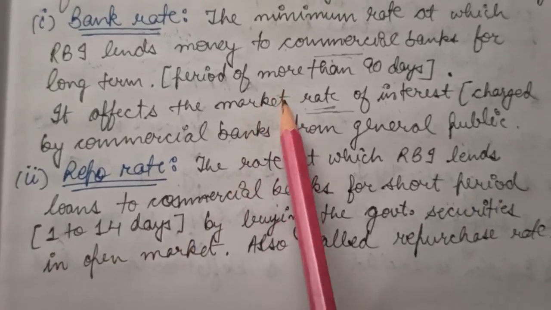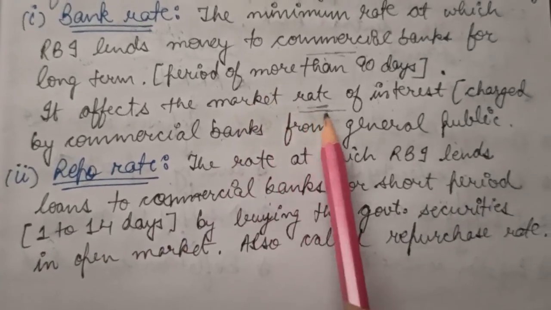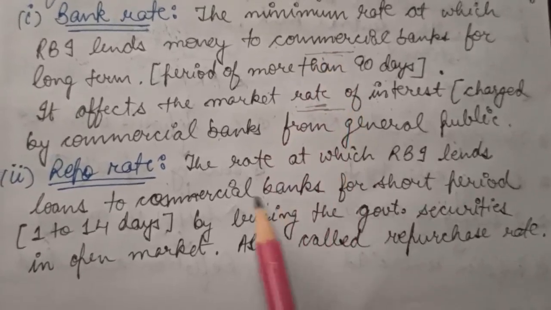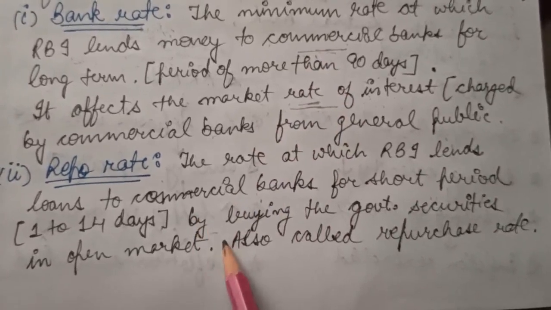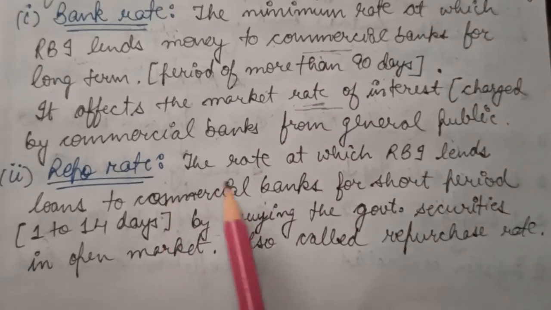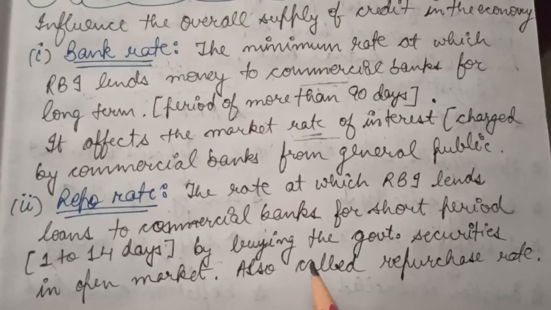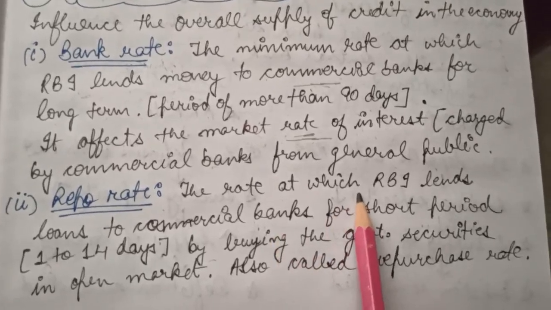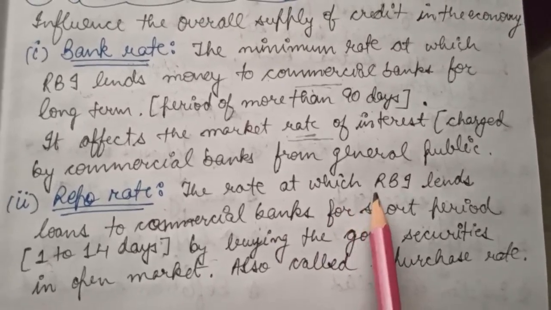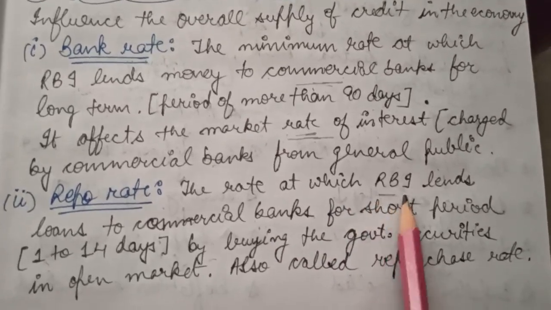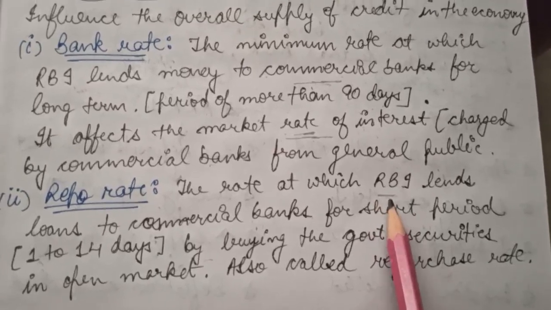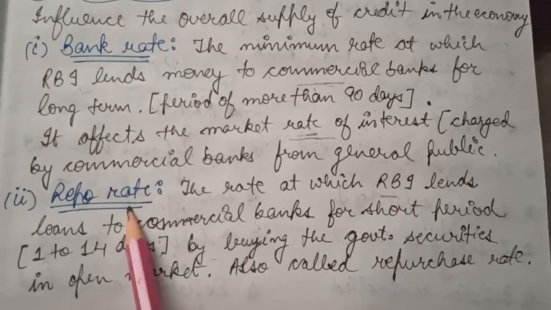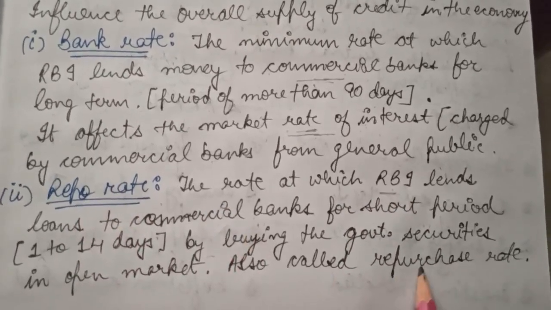And in case of bank rate, no collateral or security is given for taking the loan by the commercial banks. But on the other hand, in case of repo rate, when RBI is providing a loan to the commercial banks, the securities are to be given by the commercial banks to RBI. That is, they have to pledge their security with the RBI, and that security may include any kind of government securities. Now this repo rate is also called repurchase rate.